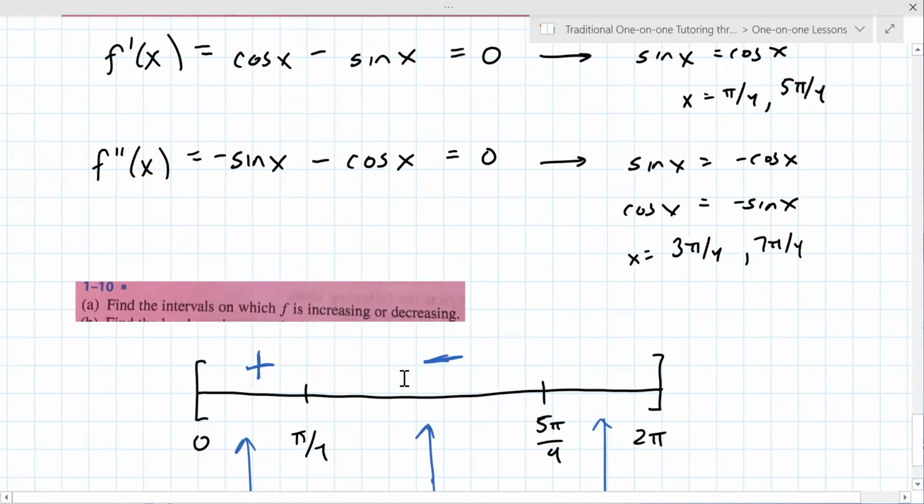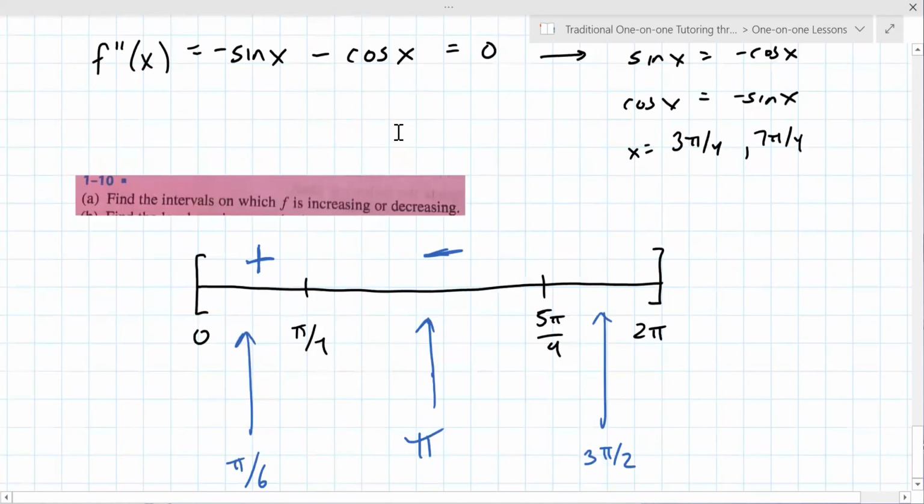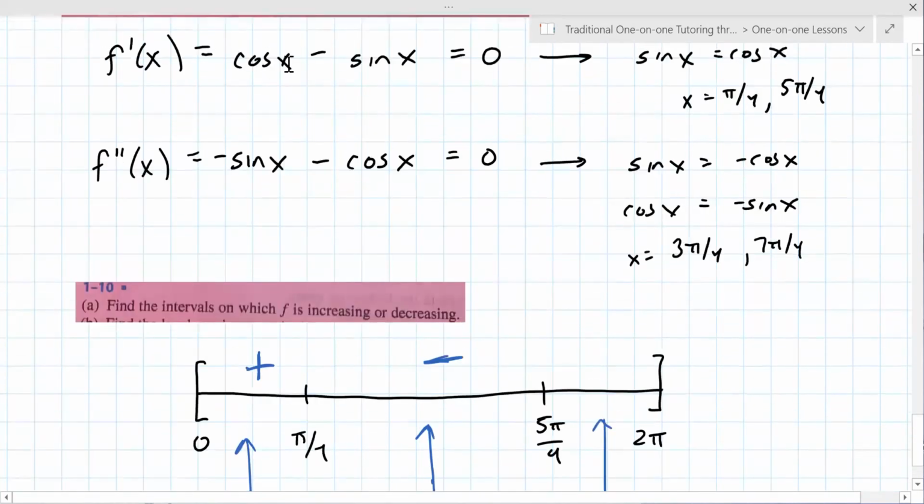Now at 3 pi over 2, cosine, again, we're looking at this one right here. Cosine is 0, sine is -1, negative of a negative makes a positive. So you can see it's decreasing there and increasing in the other interval.